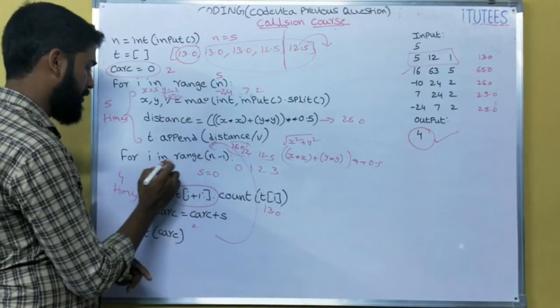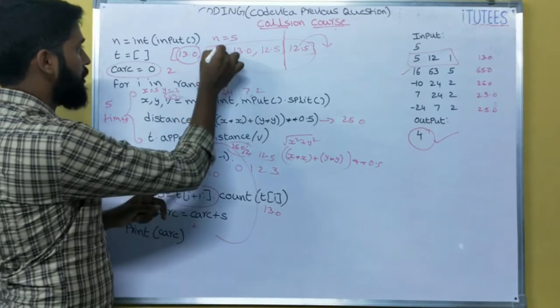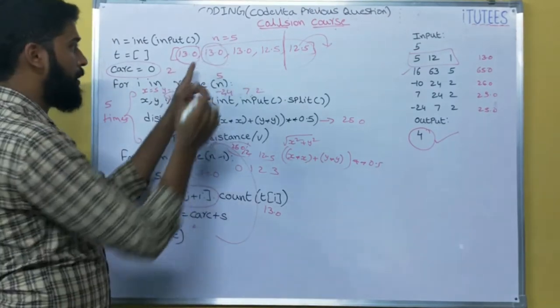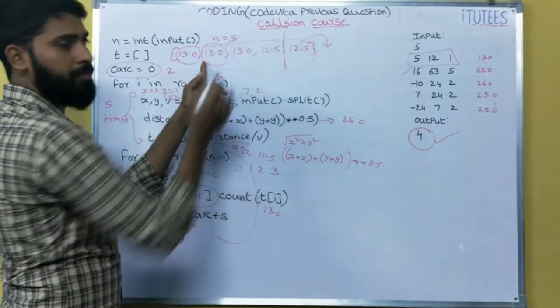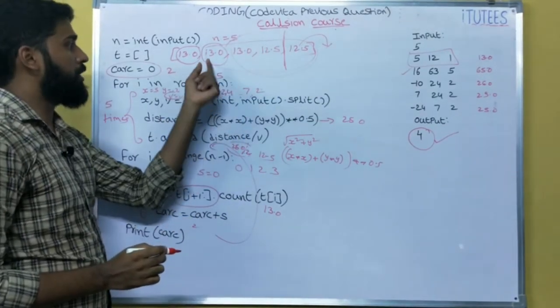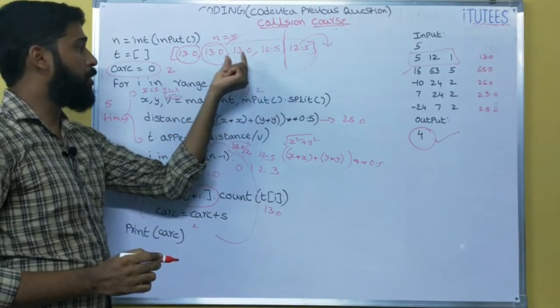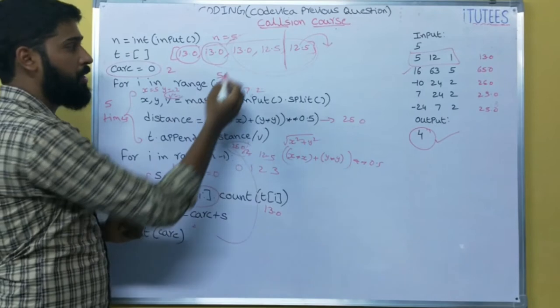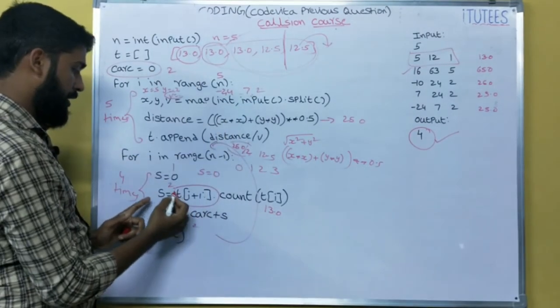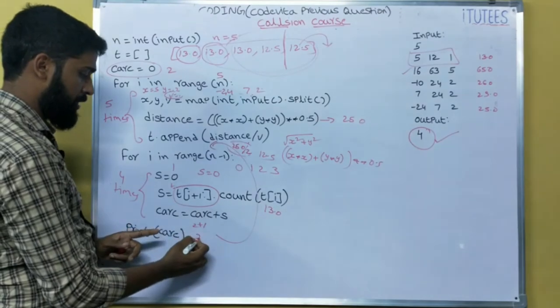Now the i value is 1. Again s equals 0. So now this is the car we are comparing with the remaining cars. So how many collisions? What is the count of 13.0? How many 13.0s do we have in this remaining? 1. So s equals 1. Car collision equals 2 plus 1, 3.